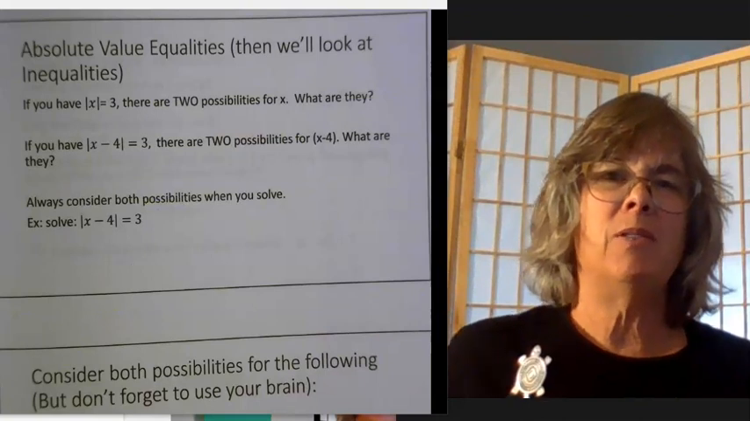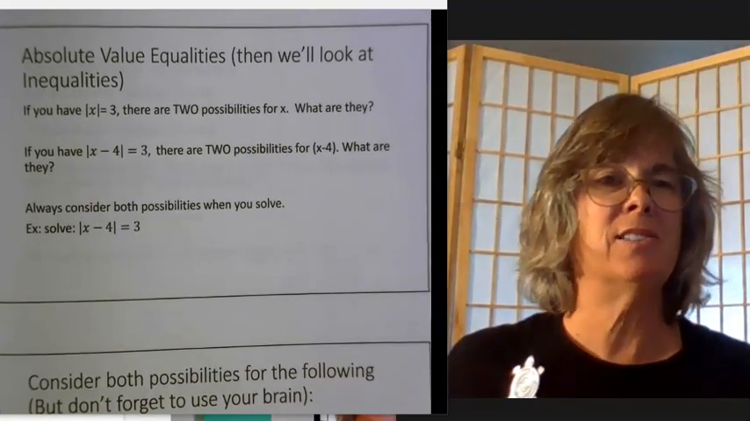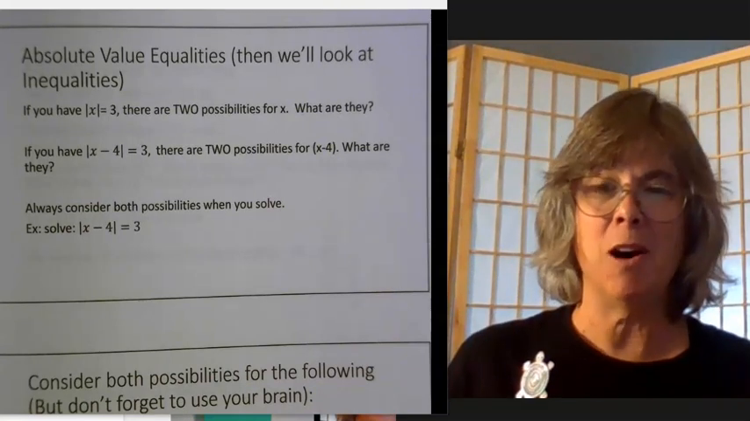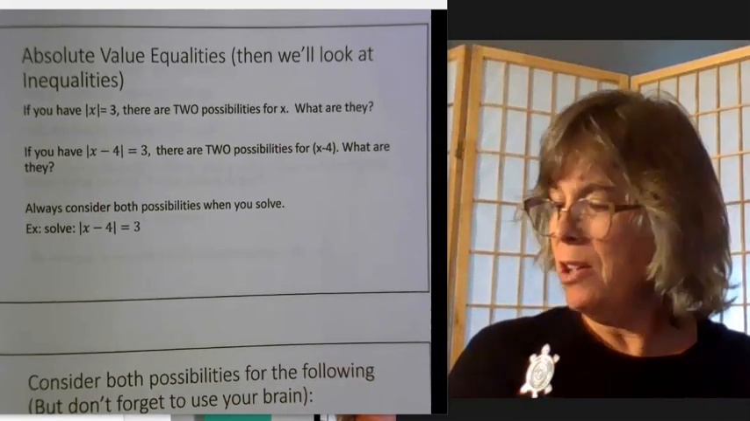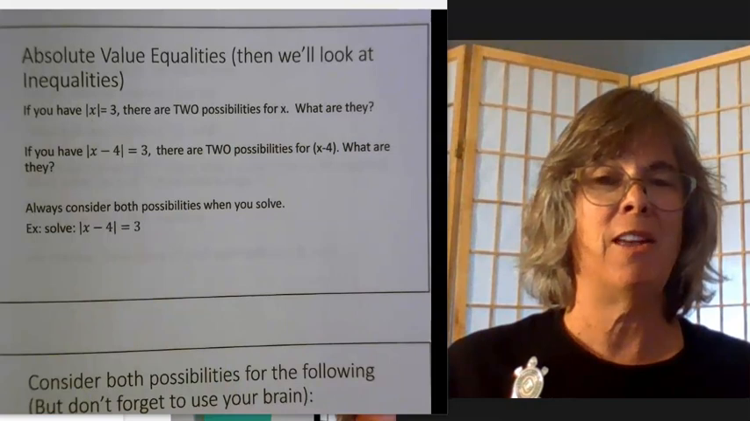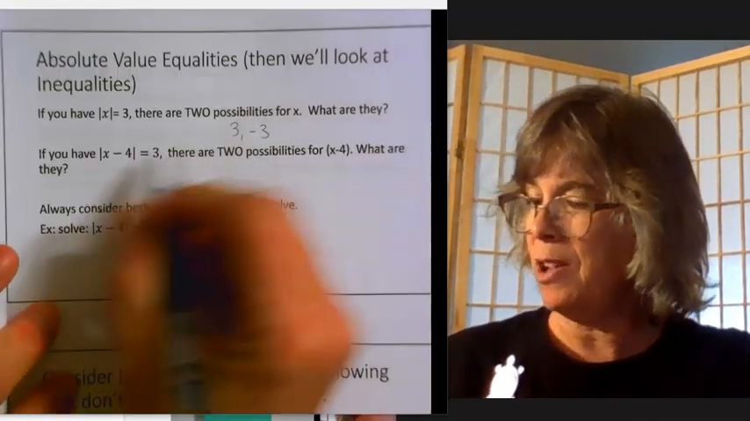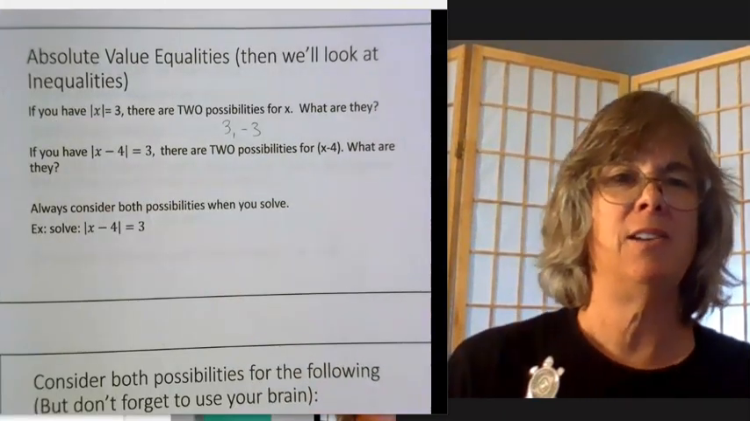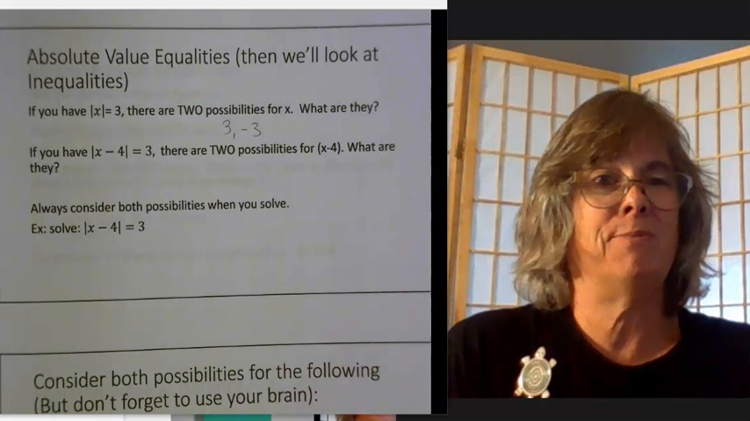Now the key component to this video is absolute value inequalities. Let's look at absolute value equalities first, and then we'll combine the inequality idea with the equality. So if you have the absolute value of x equals 3, there are 2 possibilities for x. What are they? I hope you know these to be 3 and -3. So if you have a negative on the inside, when you remove the absolute value, take the opposite of that negative to make it +3.